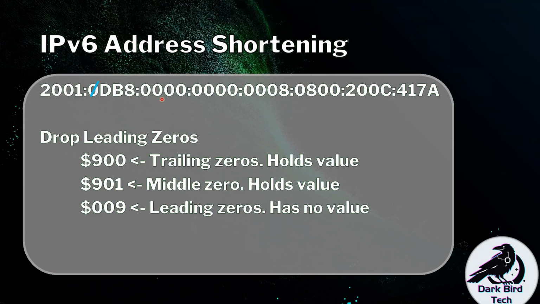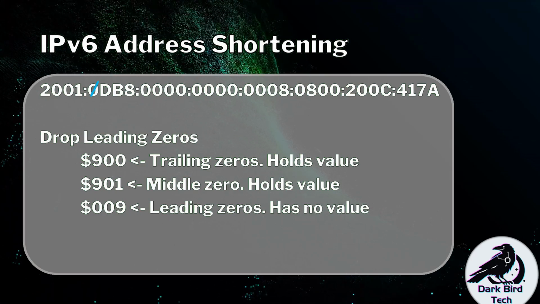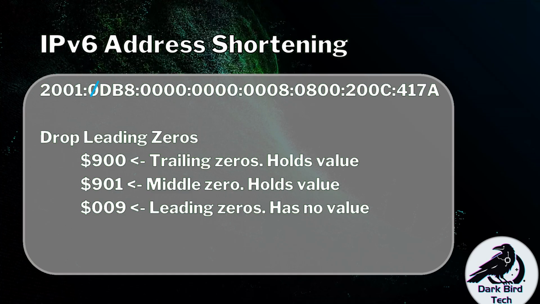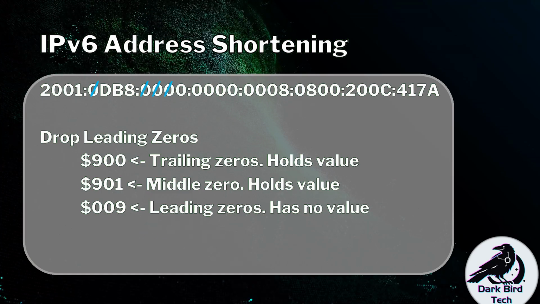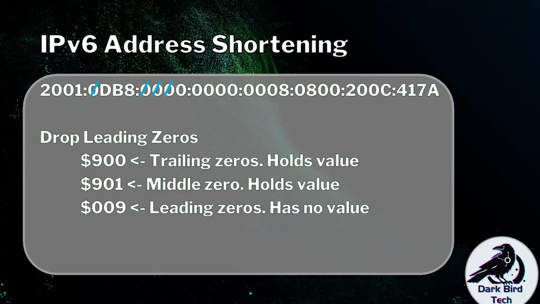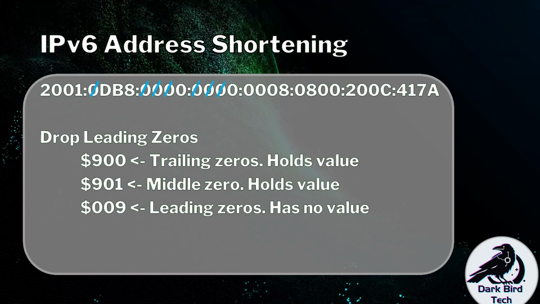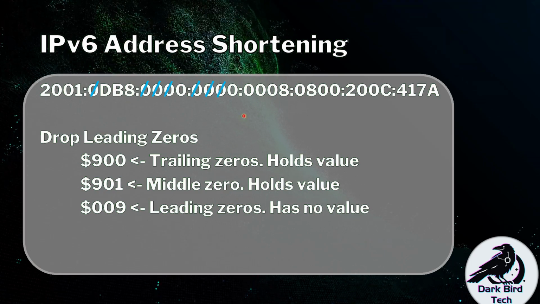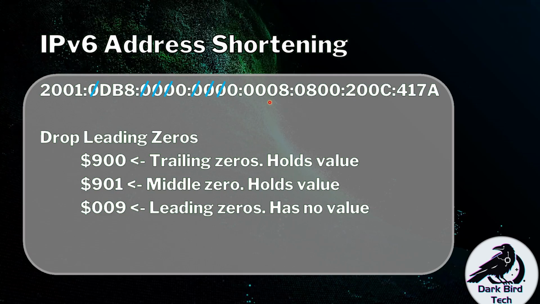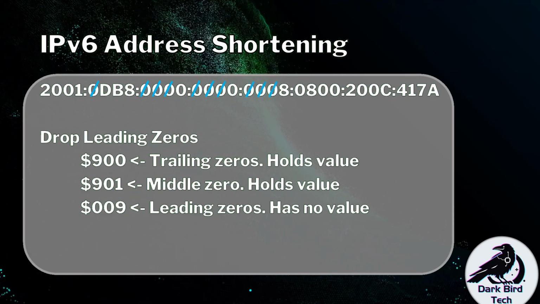Then the next segment over here is 4 zeros. Whether I write 1 0, 4 zeros, or 4 million zeros, it's still 0. So we can scratch out those first 3. Same for the next segment. The segment after that, 3 zeros and then an 8. Those 3 hold no value, so we can drop them.